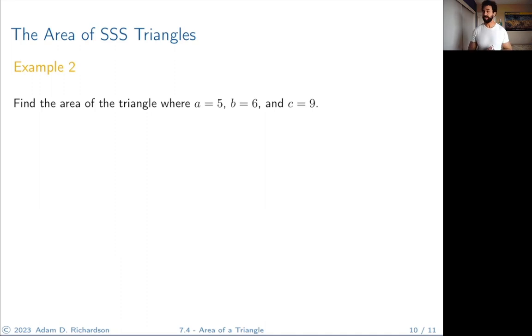Here we go. We've got a triangle. We measured the side lengths. The side lengths are 5, 6, and 9. What's the area? All right, you think about it and try to work it out on your own using Heron's formula.